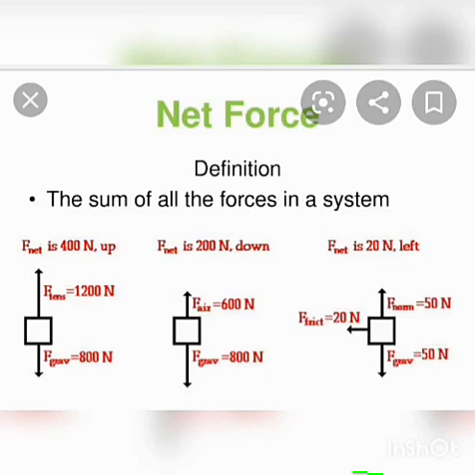Now in this class we are going to learn about the effects of net force, and also we are going to learn about free body diagrams, etc. Some more interesting topics we are going to learn in this class today.